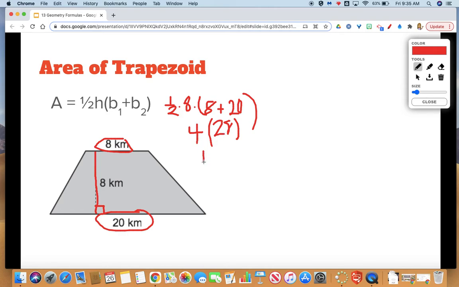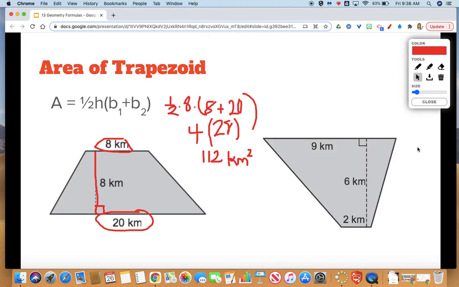I'm getting 100. Oh, that's too high. Let me redo that. 4 times 28. Yeah, that's right. I'm getting 112. And that would be kilometers squared. So again, your base 1 and base 2, you add together your parallel lines, then you times that by half of the height, which is the distance between the bases.